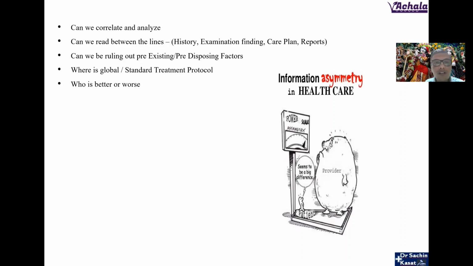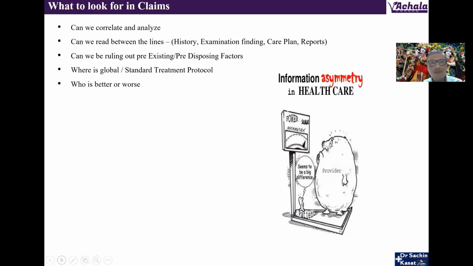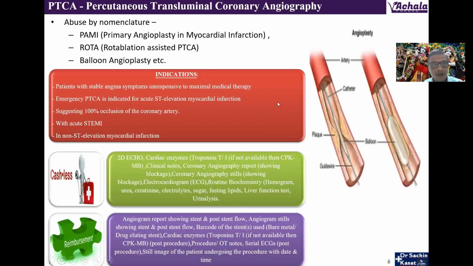Then you look at the global standard treatment protocols. So within the software that you have, your claims adjudication systems that you have, your decision support systems that you have, you should be able to understand the treatment protocols. And then arrive at what is better and what is worse. So if you follow this questionnaire system, the chances of mistakes happening are very less.